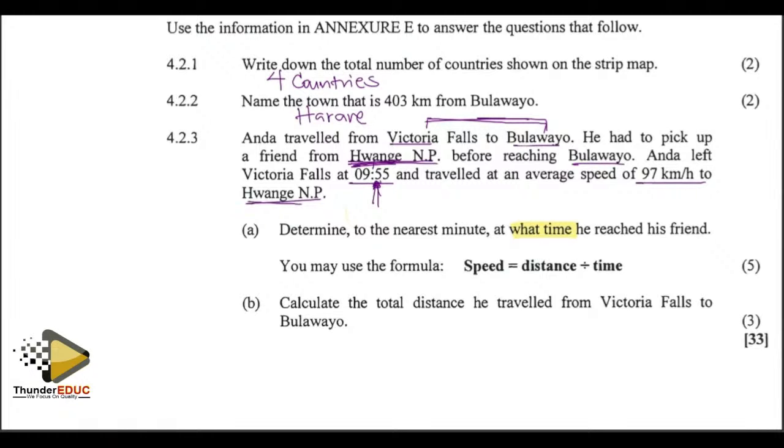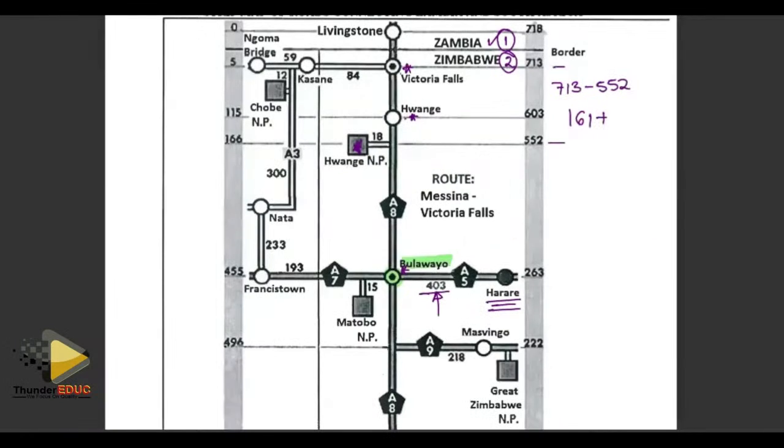Now they're asking, determine to the nearest minute at what time did he reach his friend? His friend is not in Bulawayo. The friend is in Hwange National Park. All right, that's where our mathematics has to stop. At what time did he reach the friend? So it did pass it. It just passed through. So we move up to there.